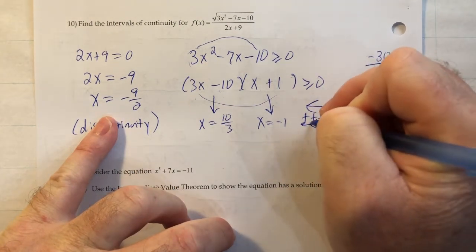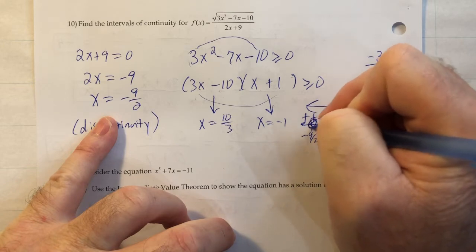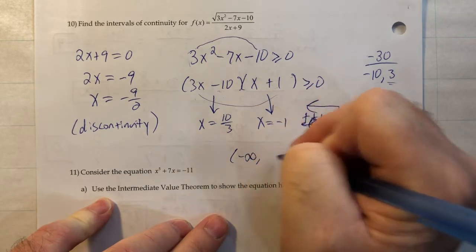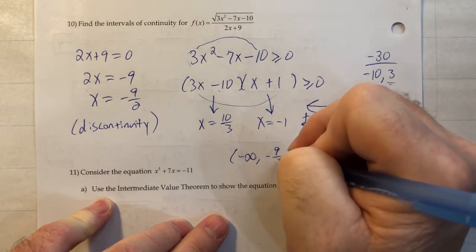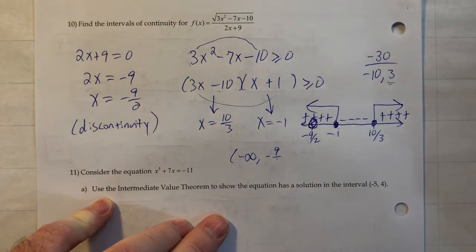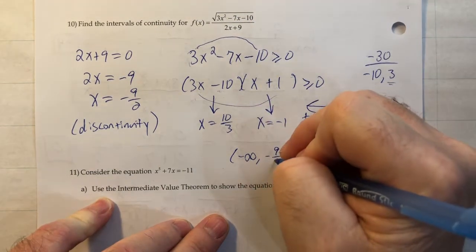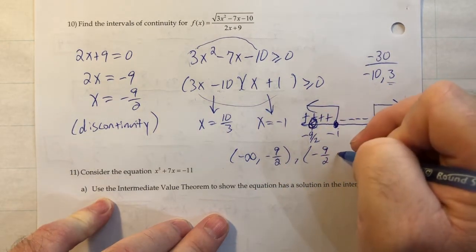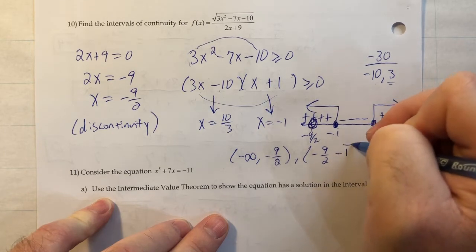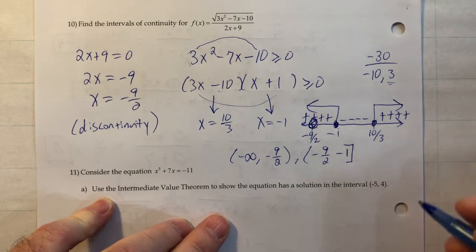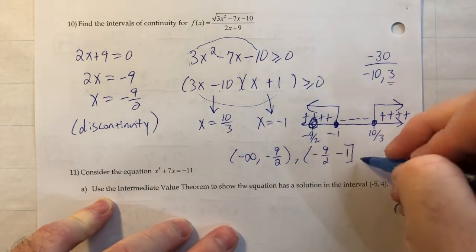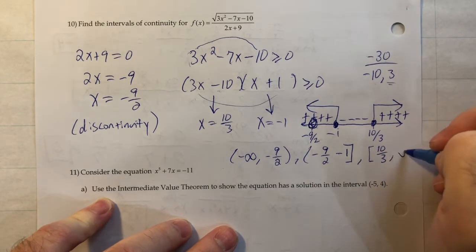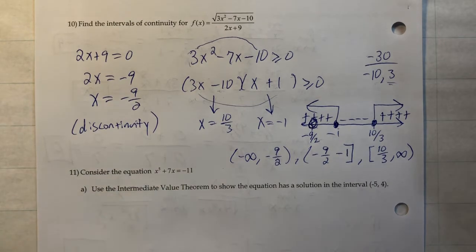So that negative 9 halves is out here somewhere, and that would be a hole. So it looks like our intervals of continuity would go from negative infinity to negative 9 halves, where it's not necessarily a hole, it's actually probably a vertical asymptote right there, but it's still a discontinuity. And then from negative 9 halves to negative 1, and that's included. But then all of a sudden the function's not defined because you get a negative under the square root until you get to 10/3. Then it's defined again and continuous from there to infinity. So there's our intervals of continuity for that one.